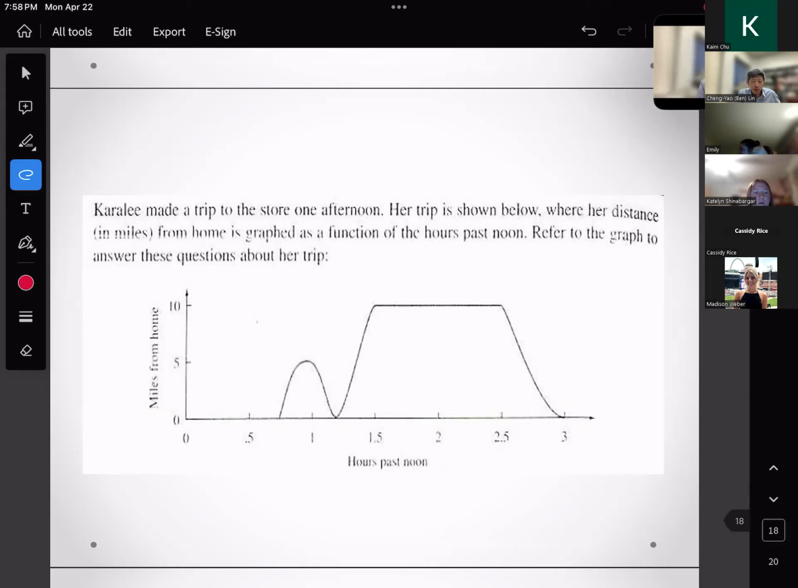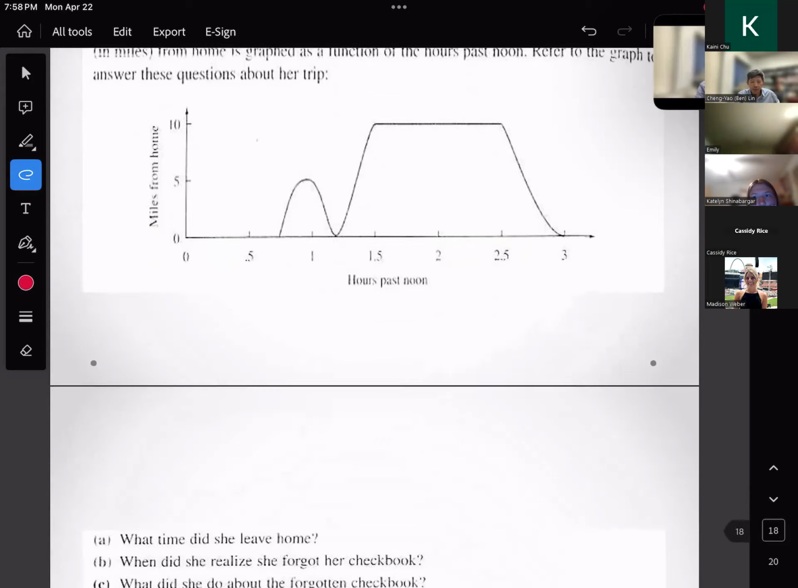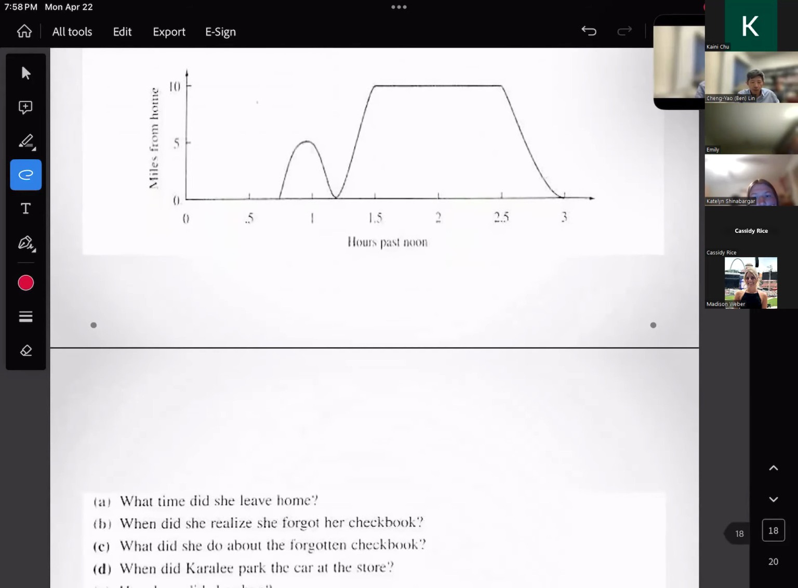So now read this. Carol Lee made a trip to the store one afternoon. Her trip is shown below, where her distance from home is graphed as a function of time past noon, okay? Refer to the graph and answer the questions about the trip. Okay, now here, what time did she leave home?